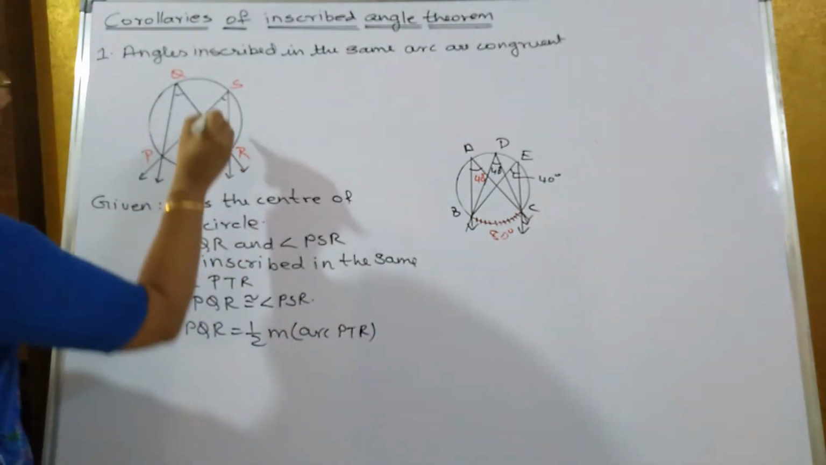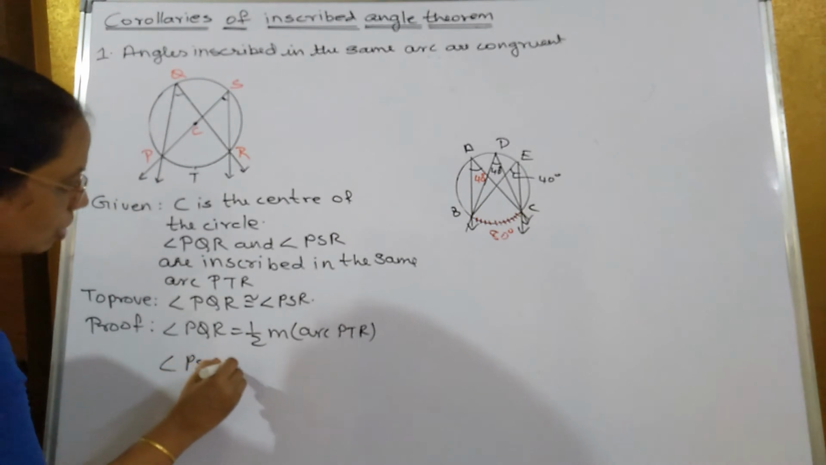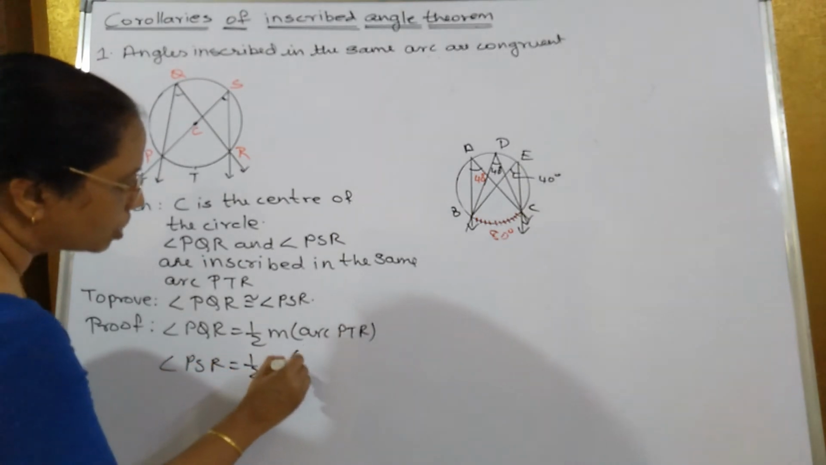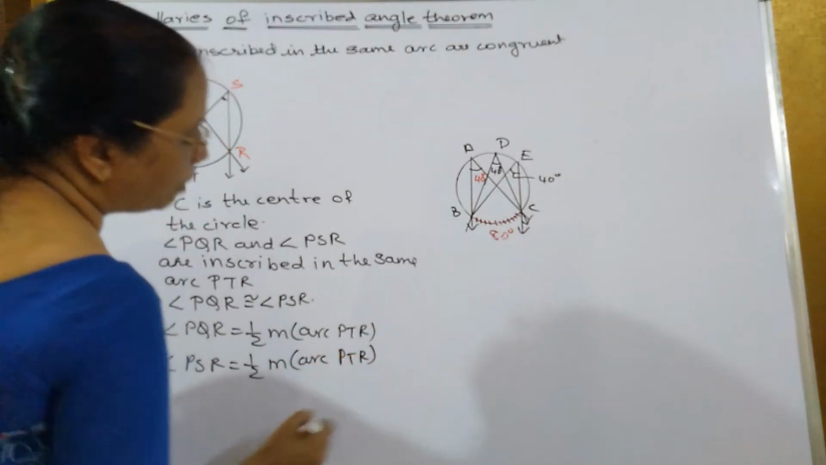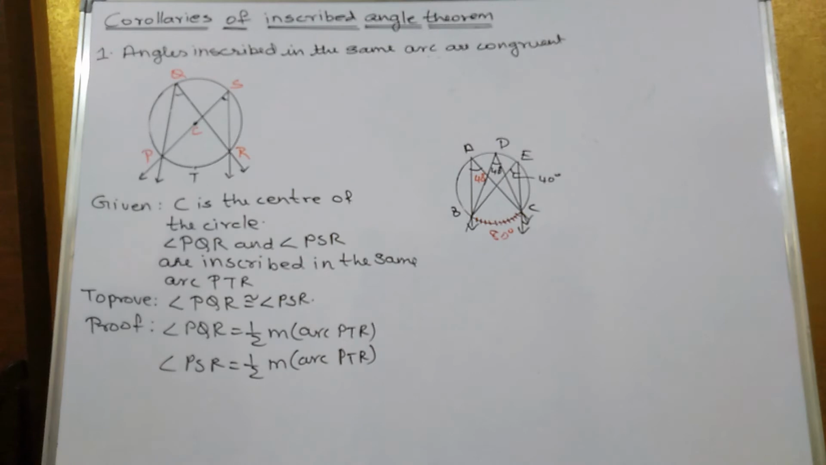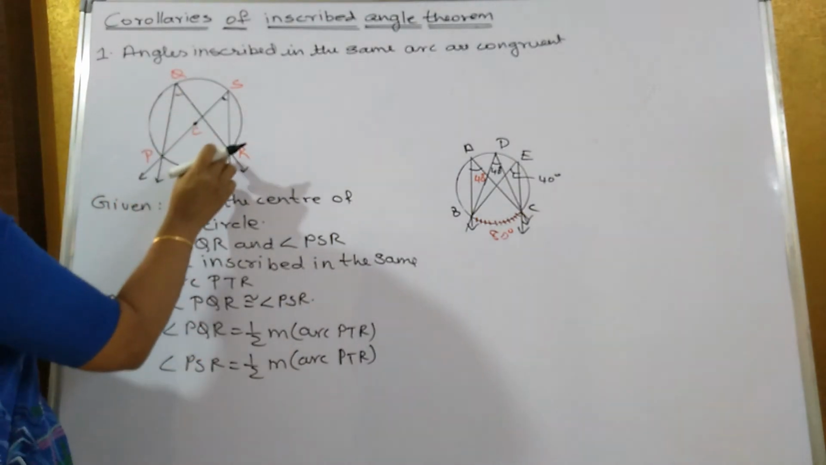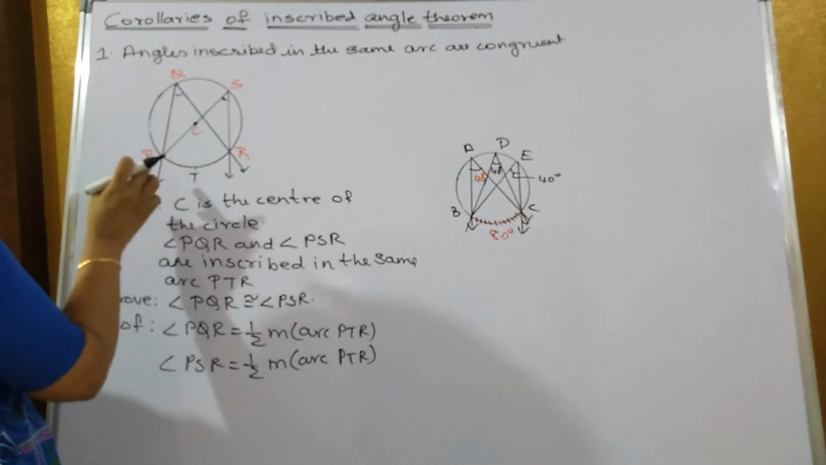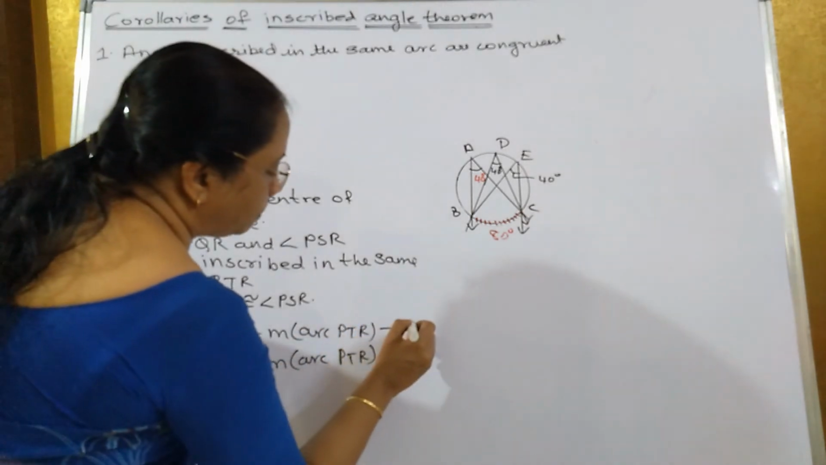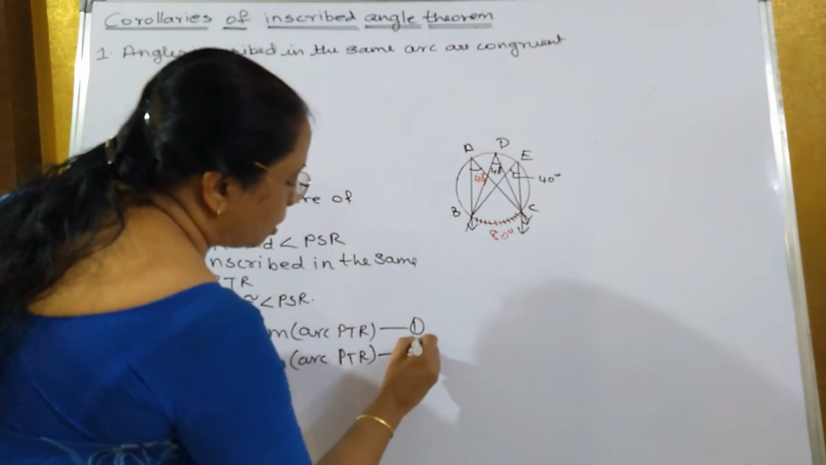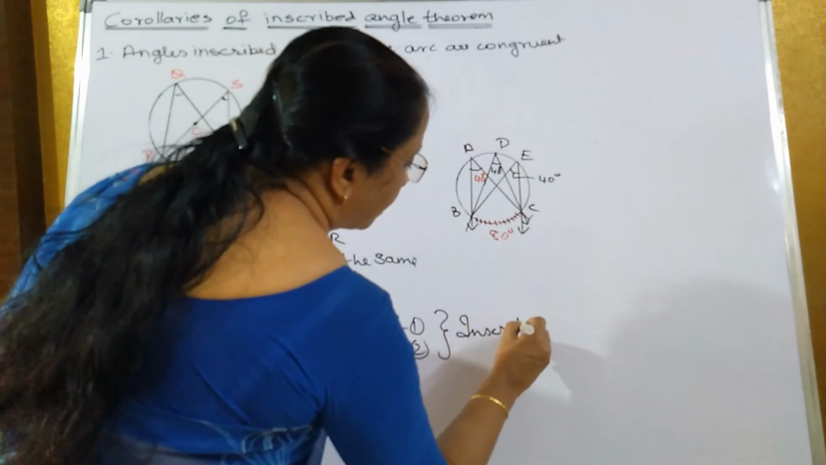Similarly, this angle PSR is also equal to half of measure arc PTR. Reason what you'll write for both of them? Inscribed angle theorem. So what is inscribed angle theorem? This angle is half of this intercepted arc and this angle is also half of the same intercepted arc over here. So let this be 1 and let this be 2. Reason what you'll write down? Inscribed angle theorem.